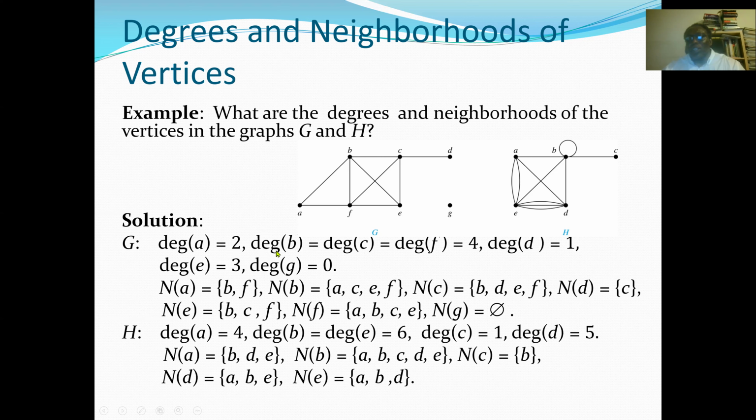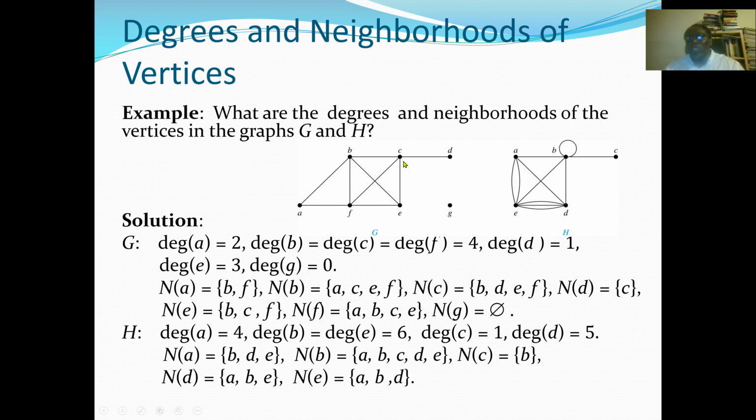Now, what is the degree of vertex B? Vertex B, we have B to C, B to E, B to F, B to A. So that means we have 1, 2, 3, 4. We have degree 4. So that's 4. And also C is 4.